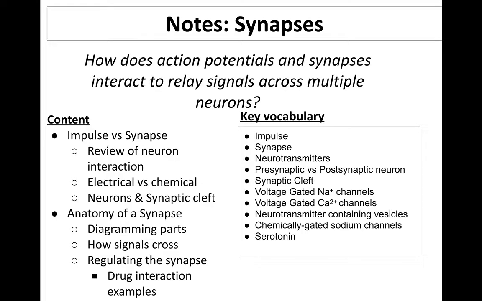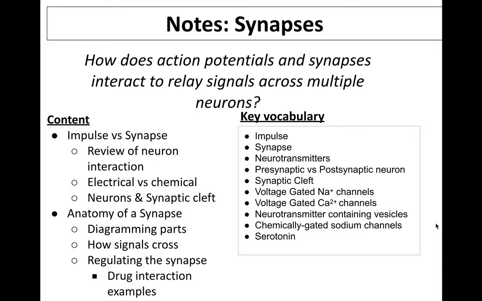Hi everyone, in this lesson we're going to go over synapses, and we'll review how action potentials and synapses interact to relay signals across multiple neurons. Just a heads up, the content we'll review is impulse versus synapse, the differences between the two. In addition to that, we're going to go over the anatomy of a synapse as well as how those synapses are regulated.